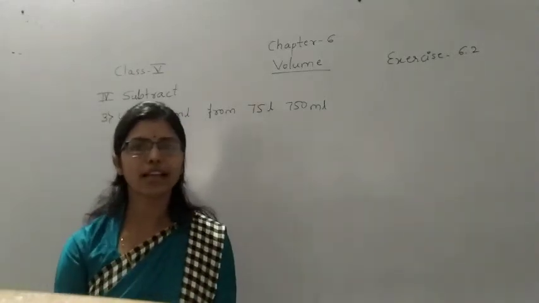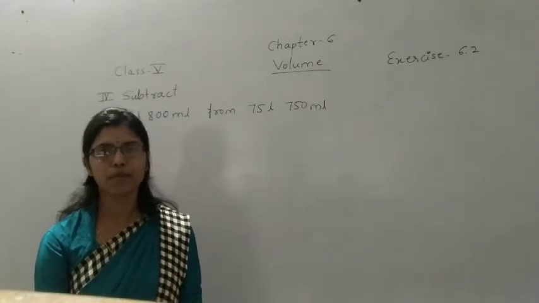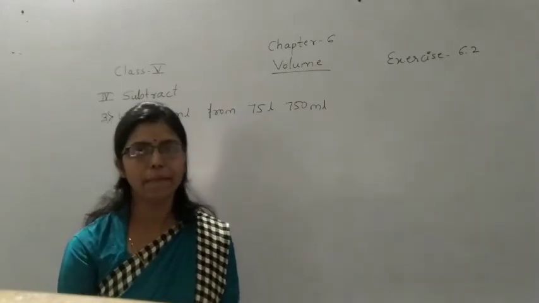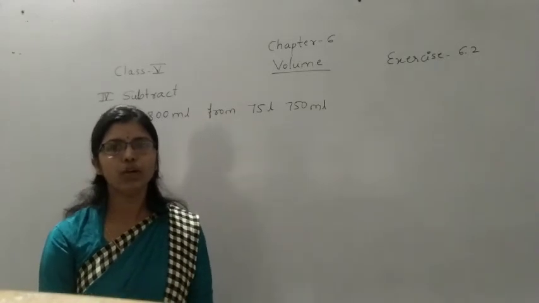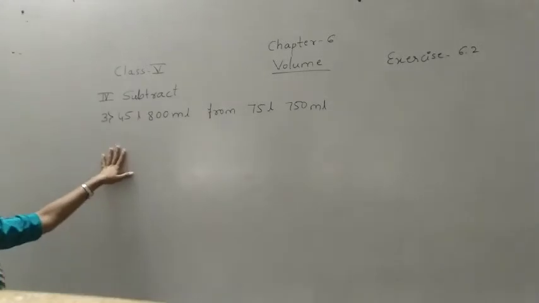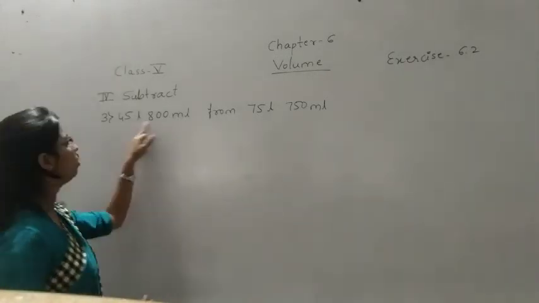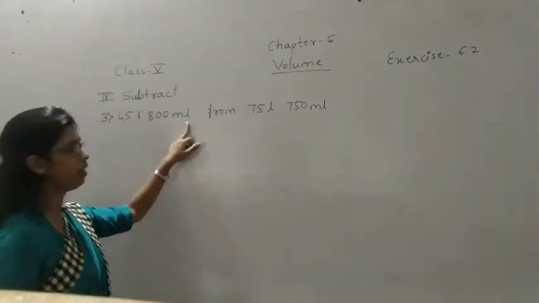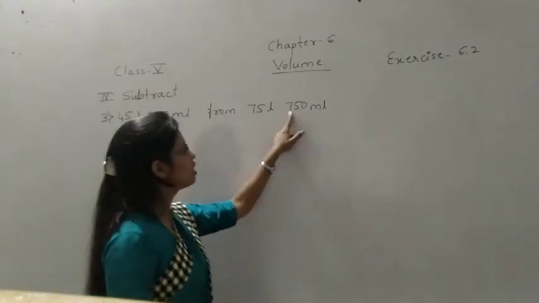In the previous class, we discussed some subtraction problems on liter and milliliter. So the remaining part of that, today I am going to explain. The third question is the subtraction: 45 liter 800 milliliter from 75 liter 750 milliliter.